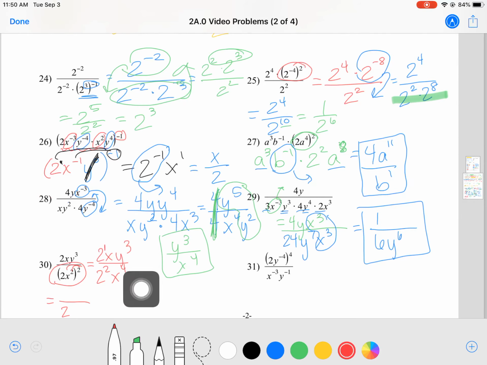My x's, I have 4 x's on bottom and 1 on top, so I can do 4 minus 1 is 3, and those 3 x's will be on the bottom. And then this y cubed has nowhere to go, so it stays right there.